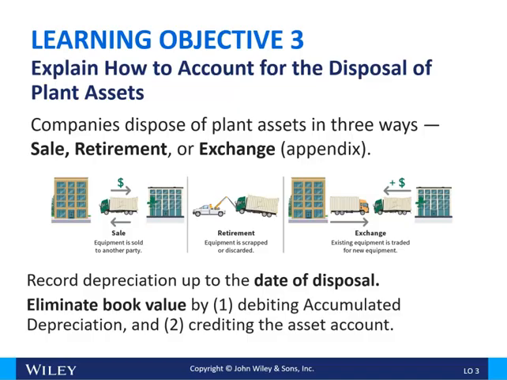Then we eliminate the book value by debiting the accumulated depreciation and crediting the asset account. That's considered writing the asset off our books. We have a cost with the debit in the asset account, and accumulated depreciation as a credit in this contra asset account. So we are going to do the opposite: debit the accumulated depreciation to reduce it and credit the asset account to reduce that.